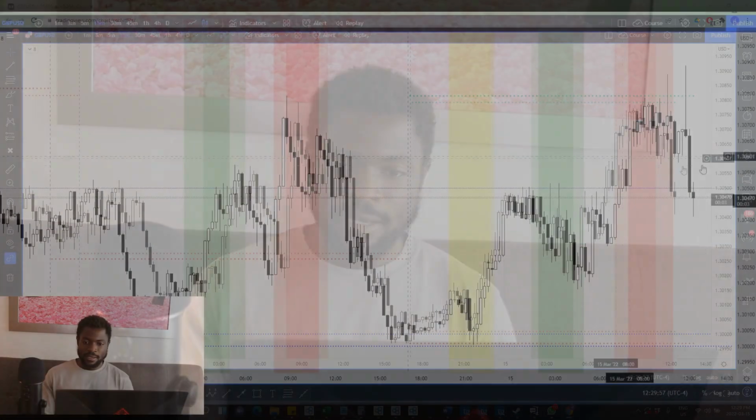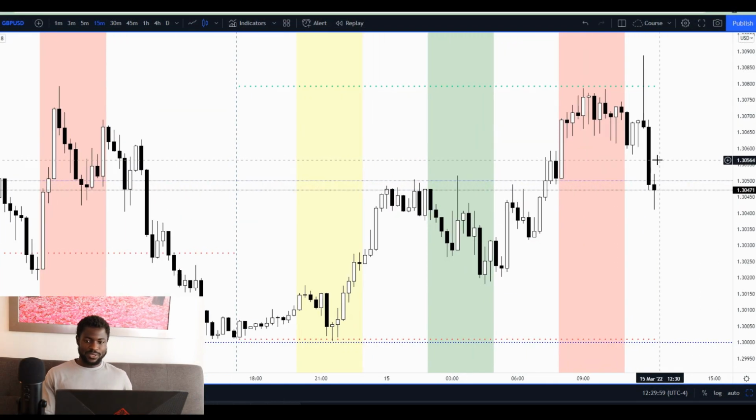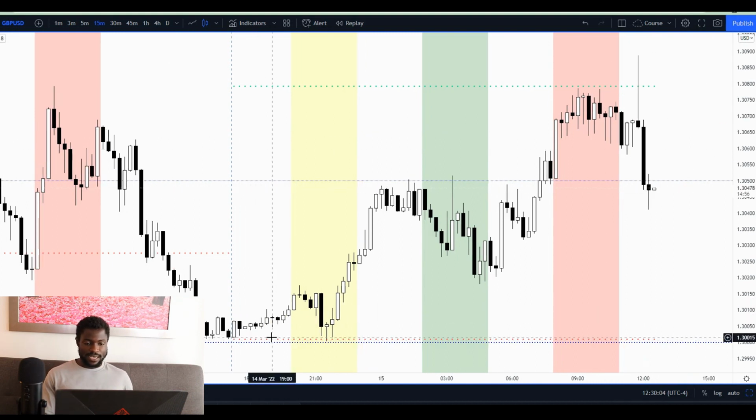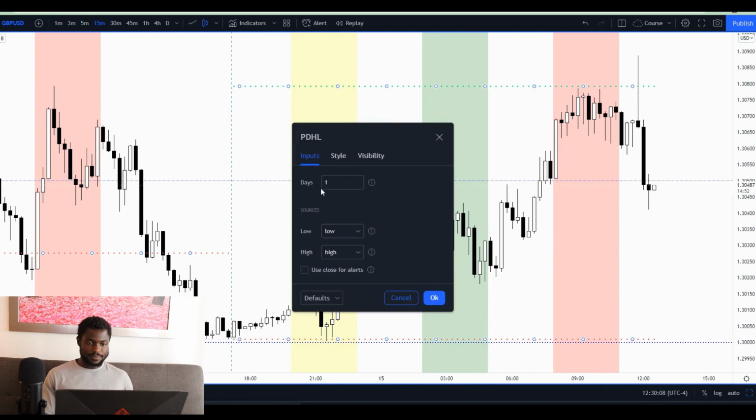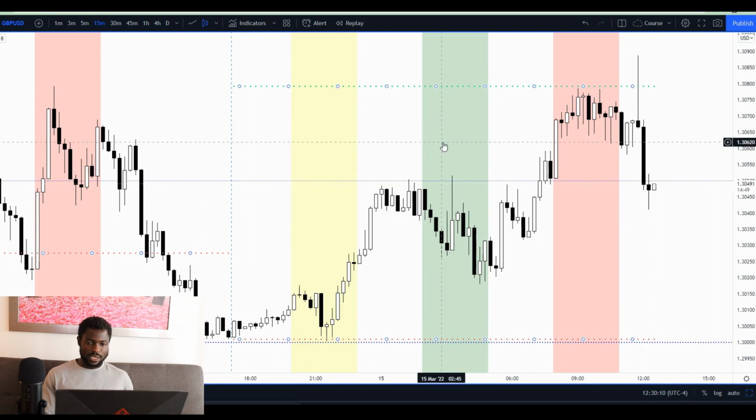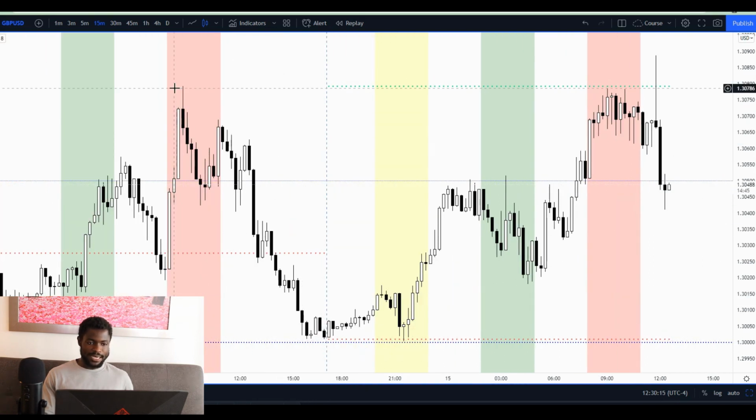Let me show you. So here we are on the pound USD chart. I have an indicator called the previous day's highs or lows. Let me double click on it so you can see. You can search for it, you'll find it. That just plots the lowest point and the highest point of the previous day. This vertical line indicates where the previous day ended. So this was the 14th of March, which was yesterday. This was the lowest point, and that's the highest point.